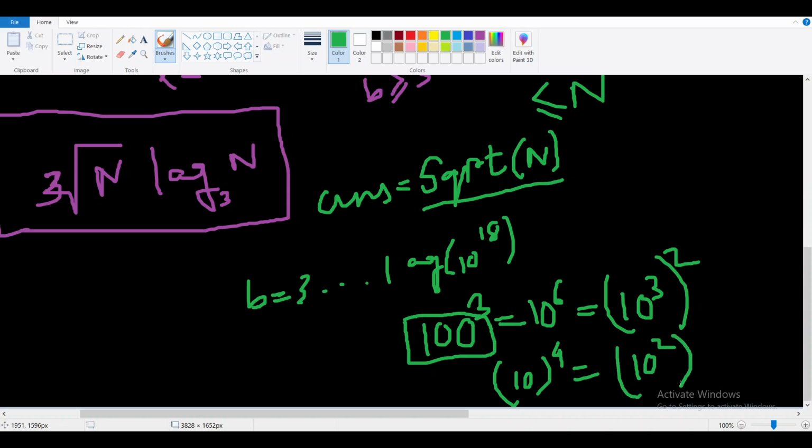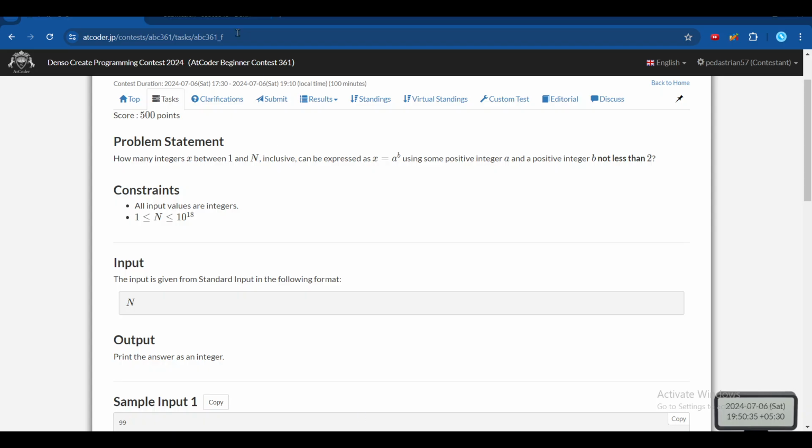So the other two observations, the second and third observation, is that we can't take square numbers. This is the second observation, and the third observation is that we can't take even powers. That is the case. Now we will jump into the code. You will understand it better.